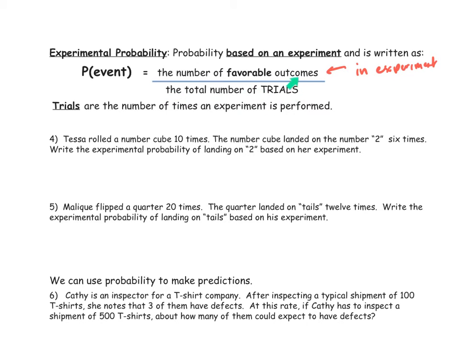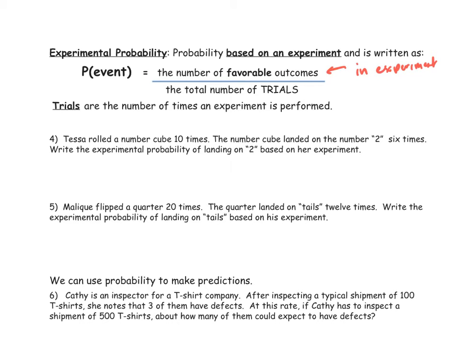How many times was this experiment performed? For instance, if it was rolling the dice, how many times did they roll the dice? If they spun a spinner, how many times did they spin the spinner? So trials, when we say that, are the number of times an experiment is performed.